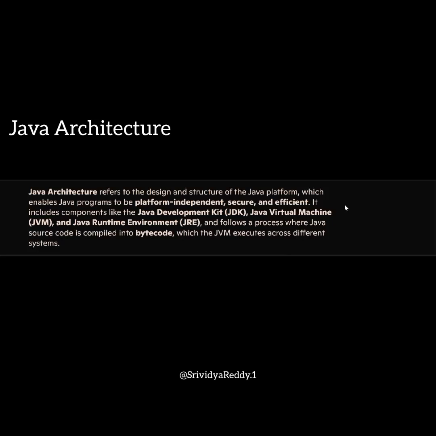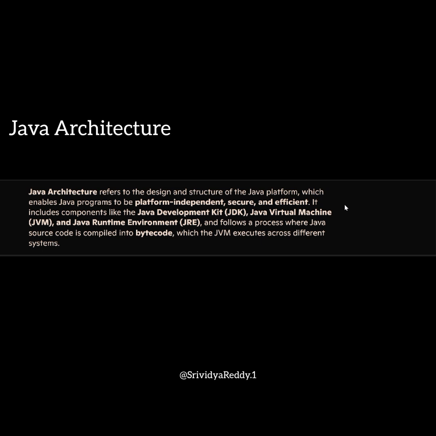Hello guys, today I'm going to explain about Java architecture. What is Java architecture, how many components are included in it, what types of components we have, and how does a Java program execute internally and how does it compile the code? I will explain this in this video.